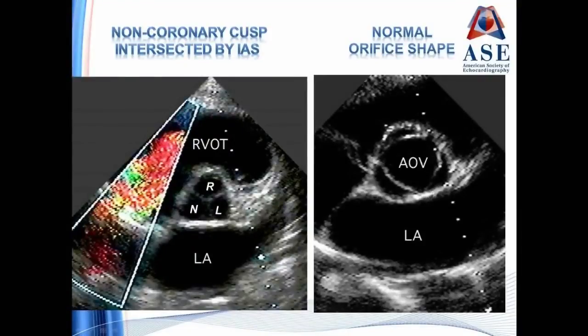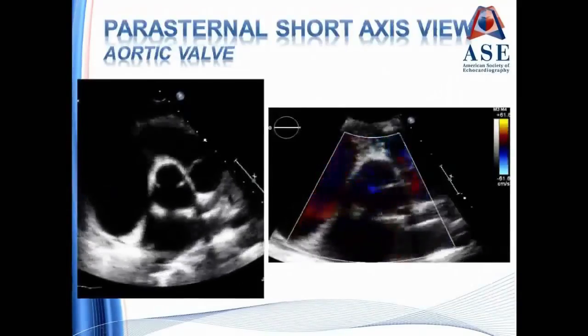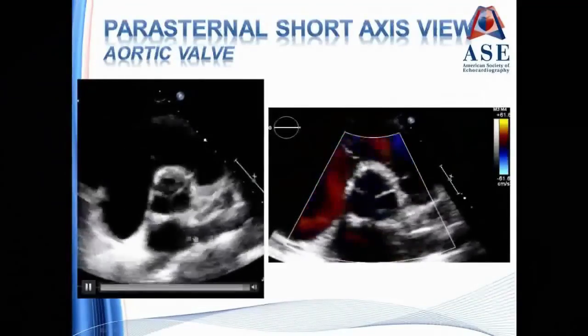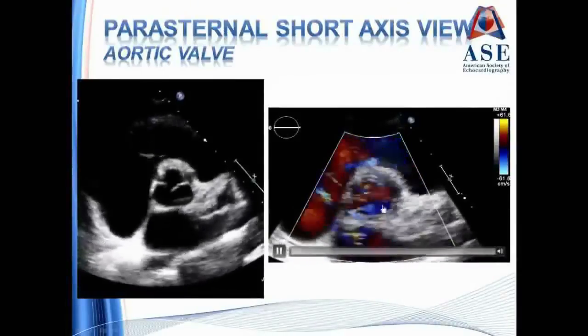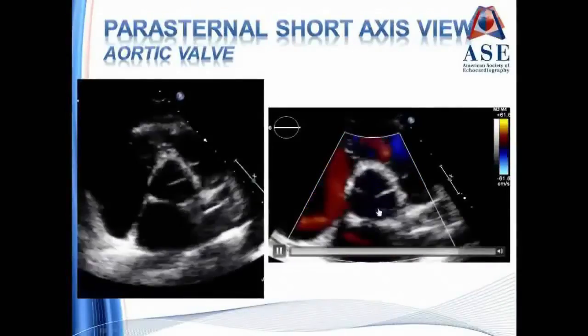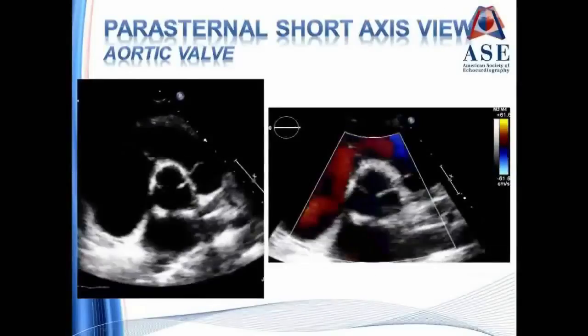This is the normal view of an aortic valve in systole. Note the triangular shape of the opening, and this is a normal aortic valve. And here we see just normal aortic valve and normal color. We can see small jets of aortic regurgitation in this view, but it's not the best view for measuring aortic regurgitation.